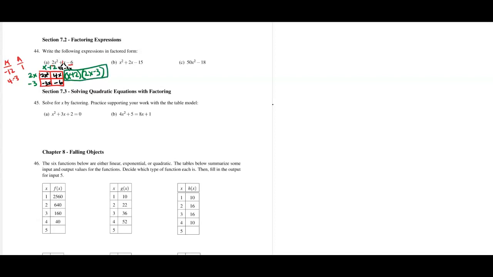Okay, and I noticed on the quiz that some of the things said factor and other ones said solve. And so some people were getting those confused. So make sure that if it says factor, you're just factoring them. You don't need to set it equal to 0 and solve anything. That's what we're going to do here on number 45. So watch what the question is asking on the test. Is it asking you to factor it or to solve it? Okay. All right.